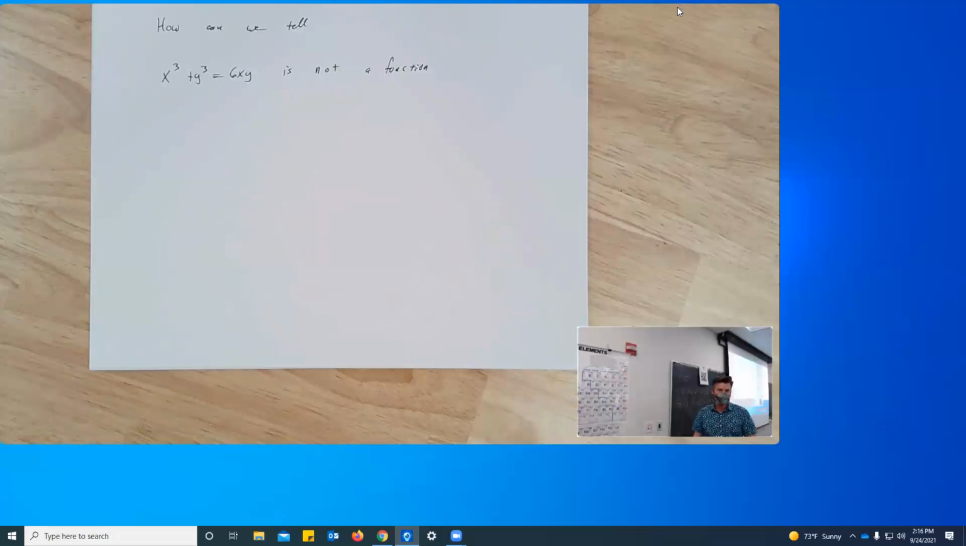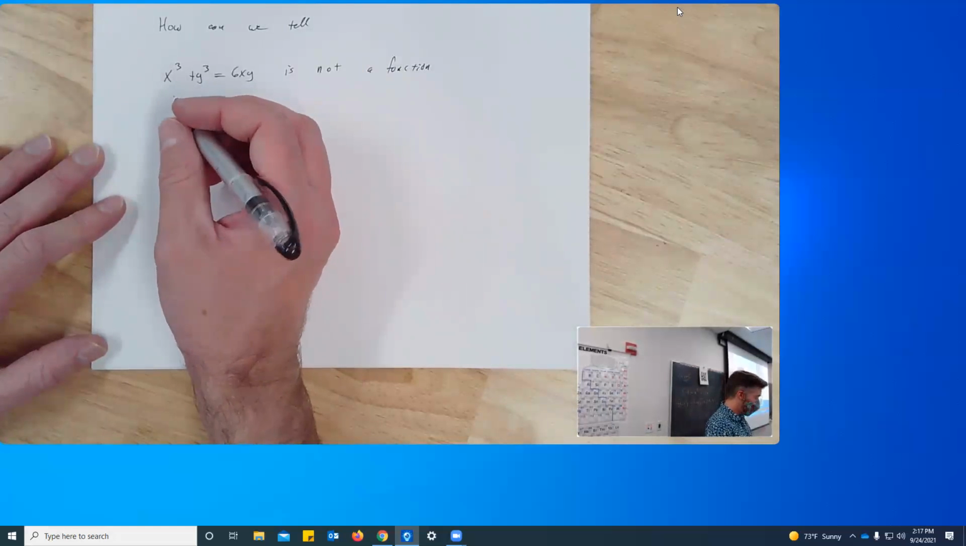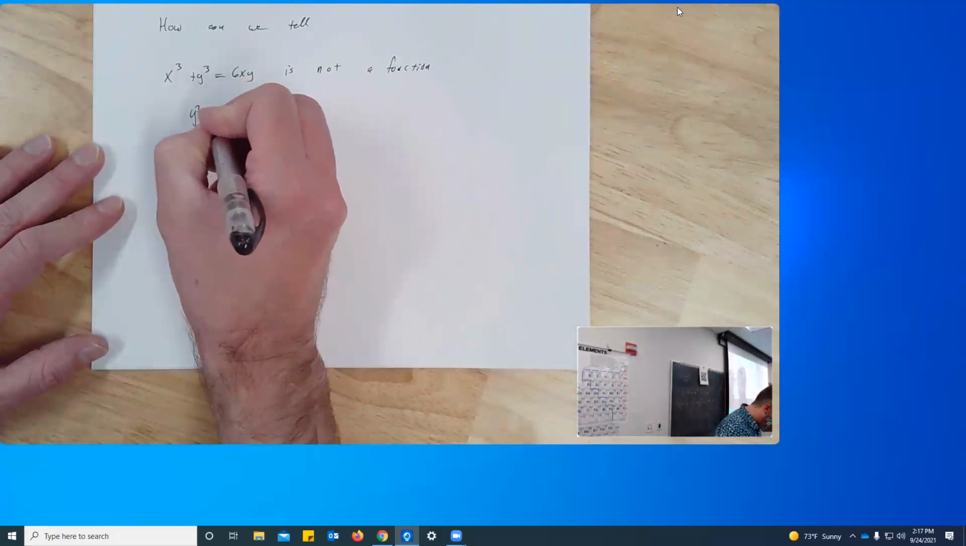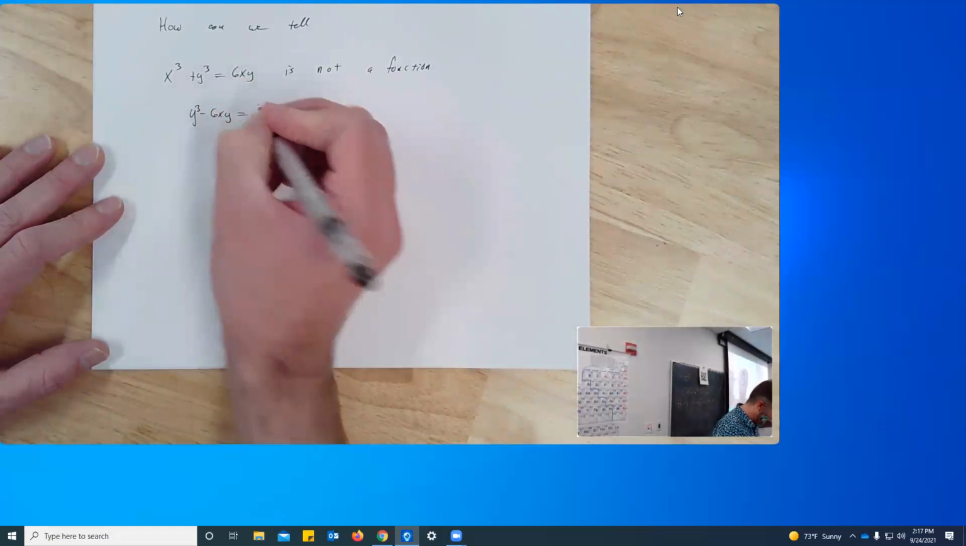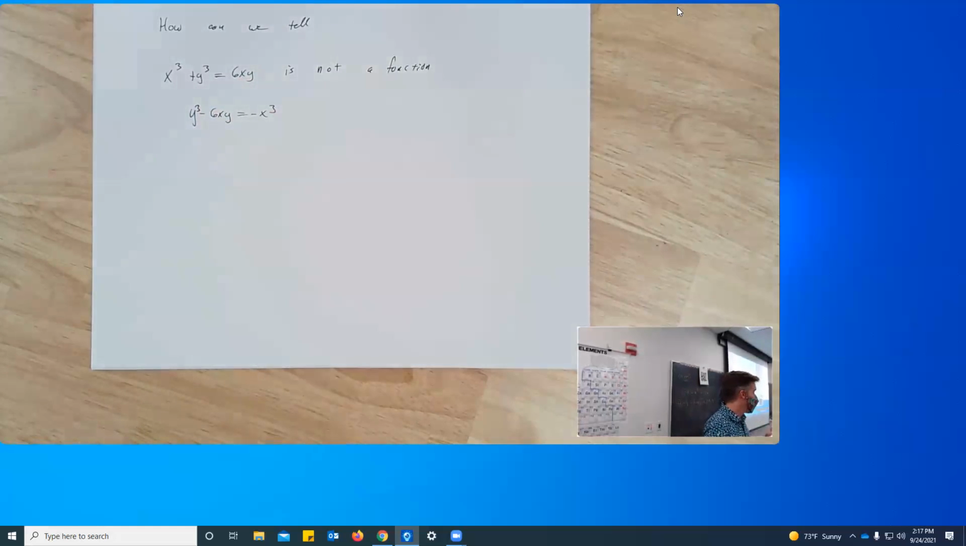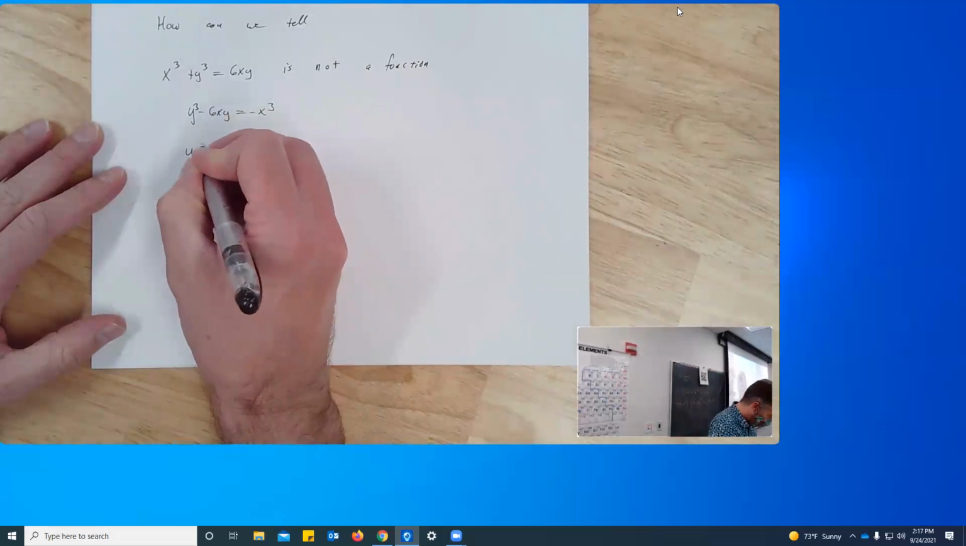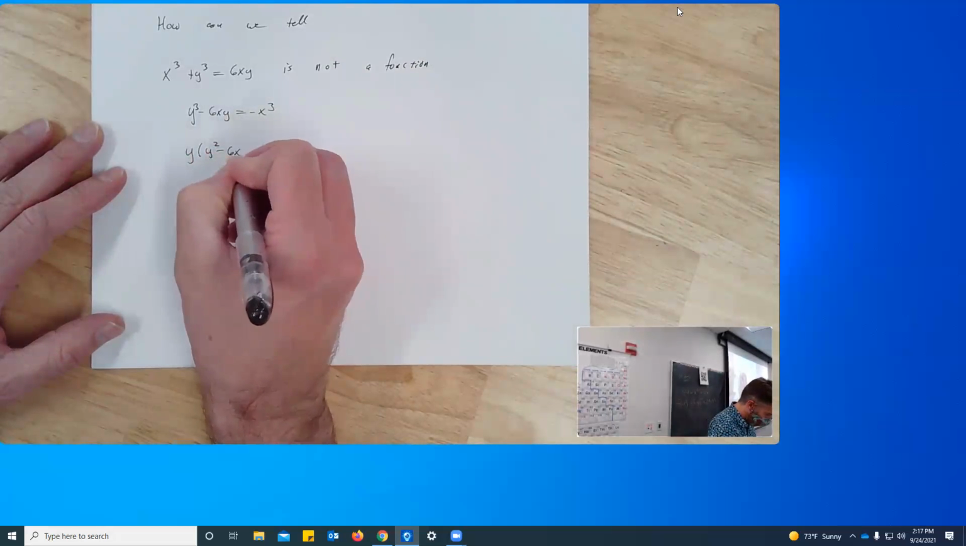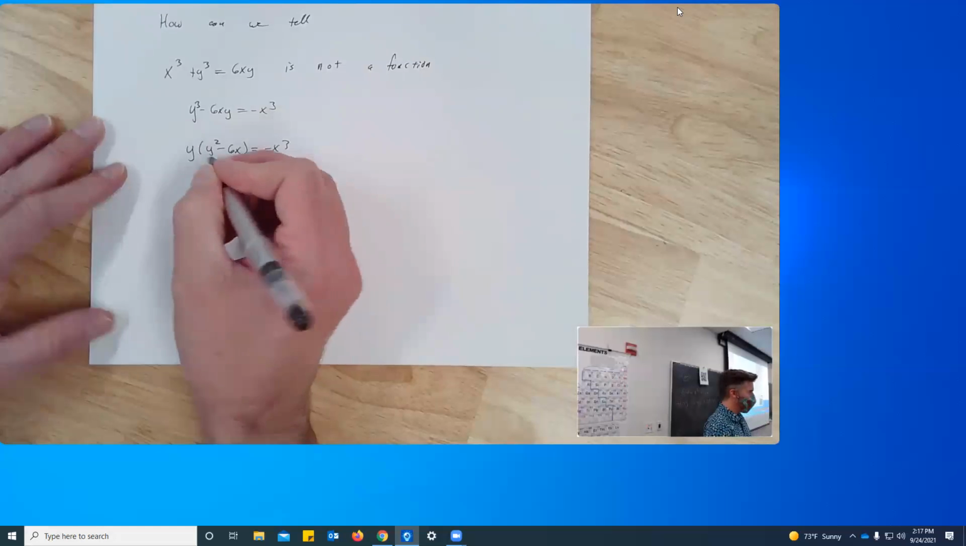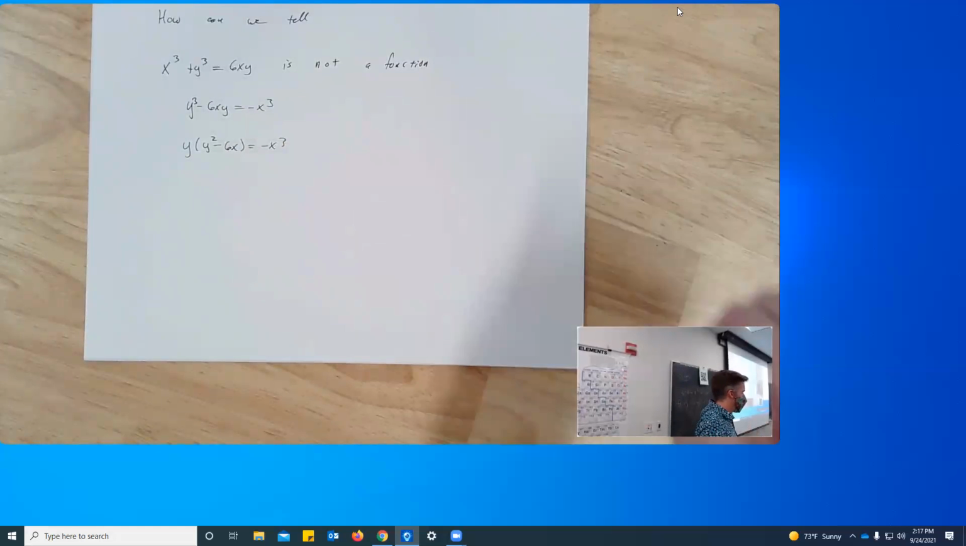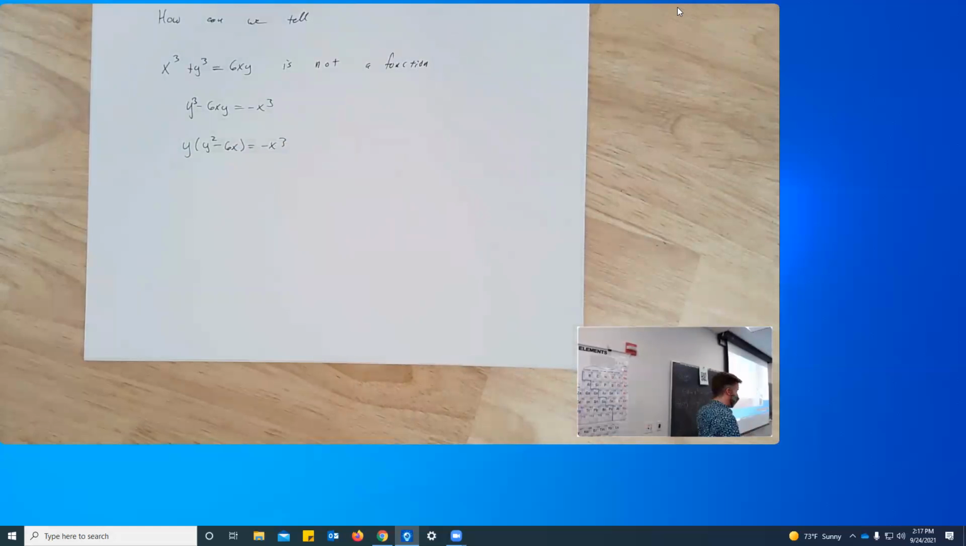Well, if you can't solve for Y, it's usually a pretty good bet that it's not a function. That's not always 100% true, but here solving for Y is pretty much impossible, right? Like Y cubed minus 6xy equals negative X cubed. This is garbage, because I can't divide by Y squared minus 6x, because then Y is a function of Y. So sometimes you kind of are stuck graphing.